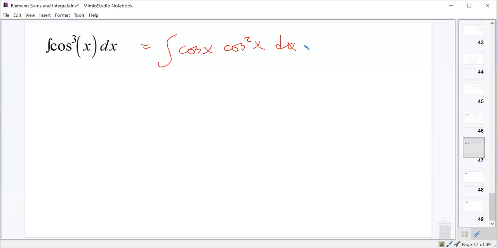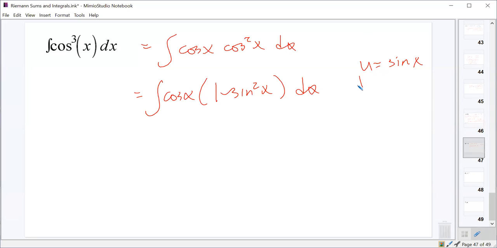1 minus sine squared, and then cosine x times 1 minus sine squared x. Okay, what good does that do? Then u would be 1 minus sine squared x. No, u would be just sine, right? Don't make things more complicated than they have to be. If u is 1 minus sine squared x, then du is negative 2 sine x cosine x, which is not what we want.